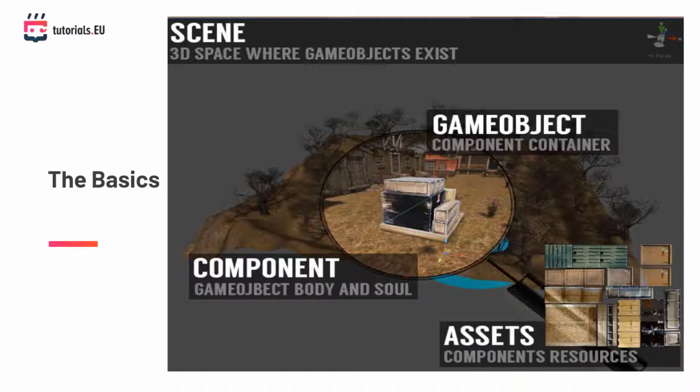A game object is just a component container. Its only purpose is to contain components, nothing more and nothing less. A component is the body and soul of our game object, and components are what define our game object. Finally, we have assets, which are files that our component needs as resources. Assets could be anything from textures, 3D models to audio files. To sum it up, we have a scene which contains game objects, and game objects contain components that use assets.